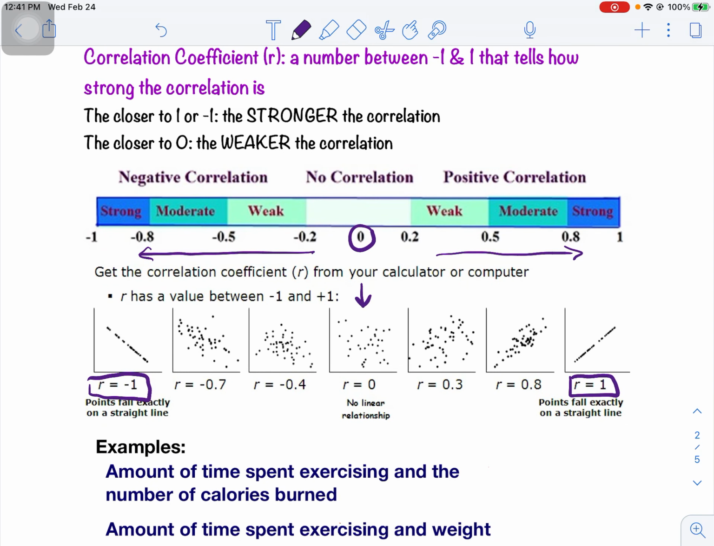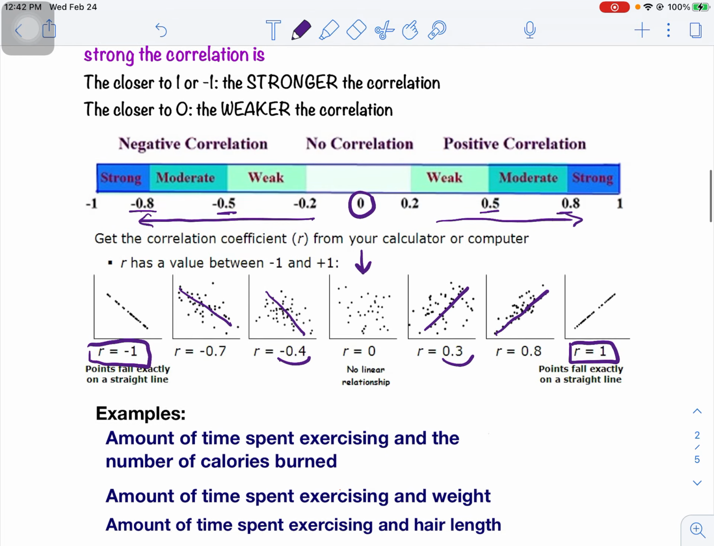Where we have in between, 0.5 to 0.8, or the same on the negative side, we can see that those are a little bit more scattered, but we still could make a line that fits that data. Then when we get down to between 0.5 and 0.2, for example this one and this one, they're a little bit more scattered out, but we still could get a line that fits most of the data, but it's very weak. It's more spread out. So those things help us tell about the strength of the relationship.